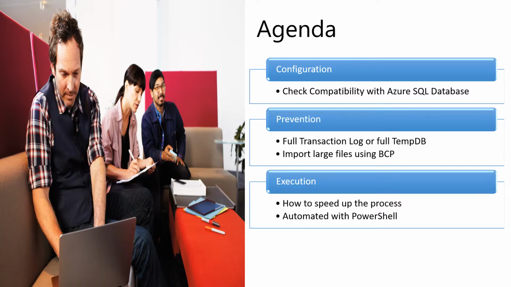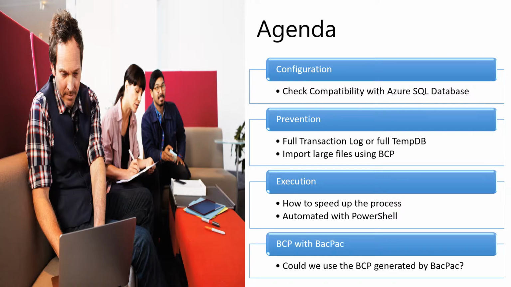Another point will be the execution, where we are going to talk about how to speed up the process. We are also going to show you an example of how to automate this process using PowerShell and BCP. Finally, we are going to talk about trying to use the file generated by BACPAC to import the data using BCP.